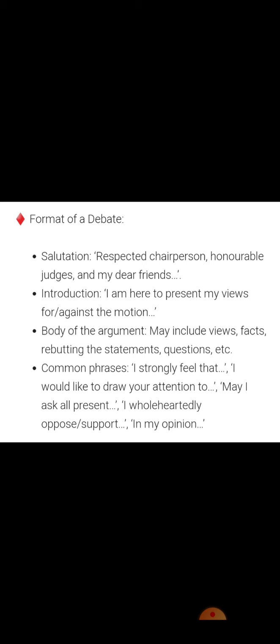So all these phrases, children, you can use not only during your oral debate or oral discussion, but you can use these phrases while you're writing your answer for this question. Children, debate is a creative expression of a person's opinion on any particular topic. So the word limit will be about 150 to 200 words.